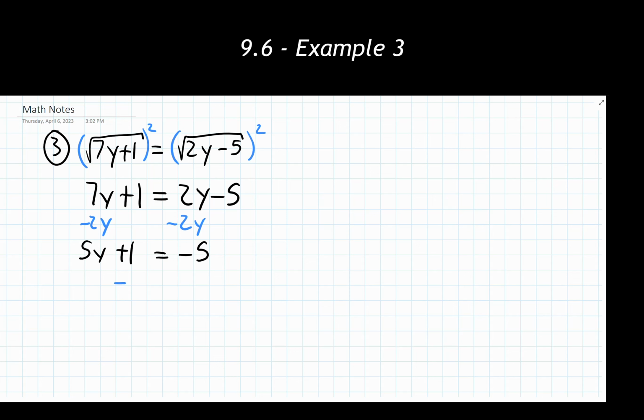Again, still solving for y. I'm trying to get that all by itself. So I subtract 1 from both sides, and I'm getting 5y is equal to negative 6. Oops, make that a better 6 here. There we go. From here, I'm still trying to get y by itself. It has that 5 attached through multiplication, so I'm going to divide both sides by 5, and I get my potential final answer as y equals negative 6 over 5.